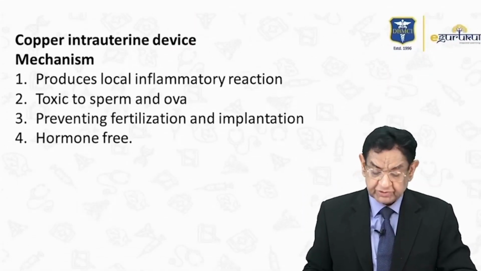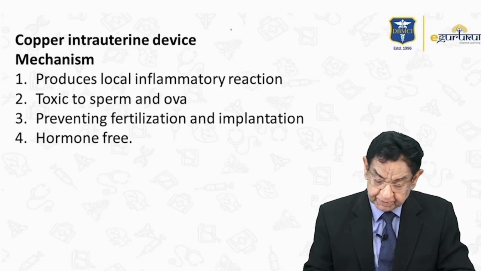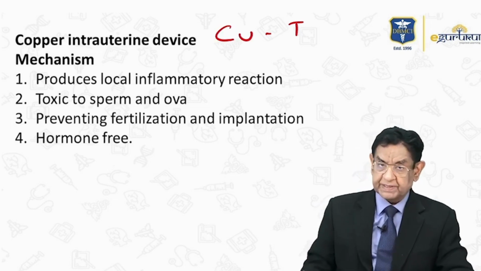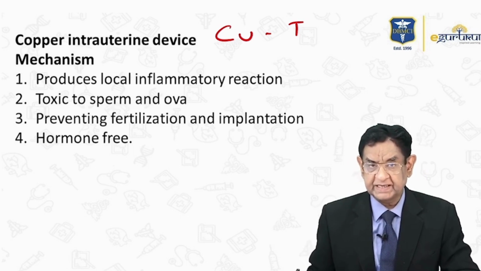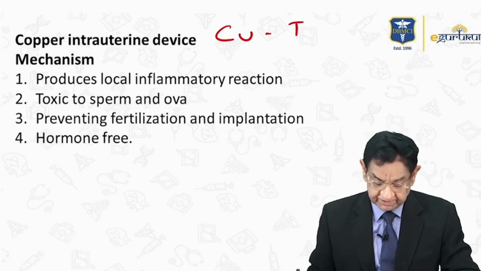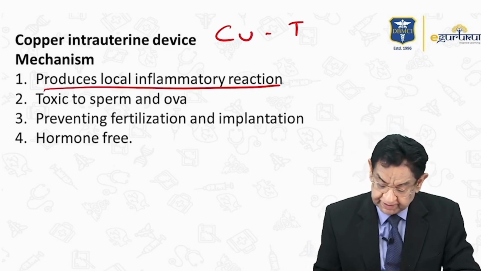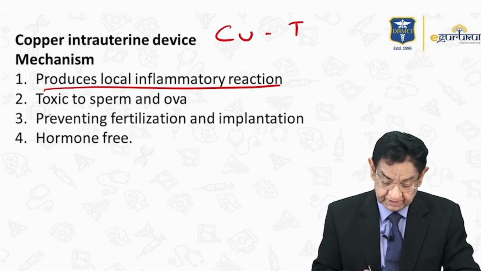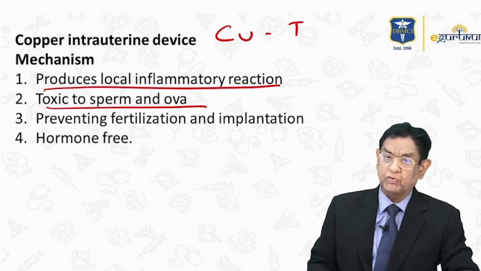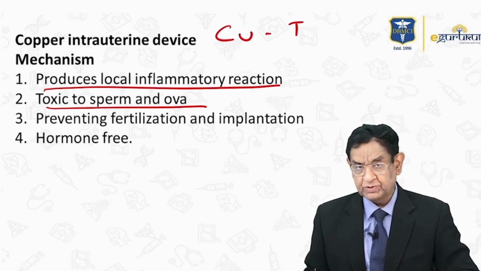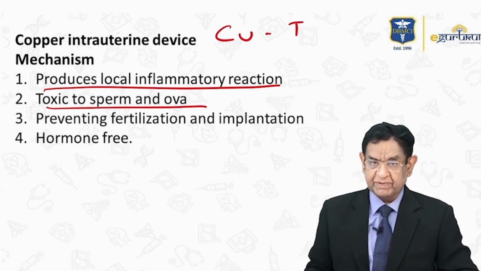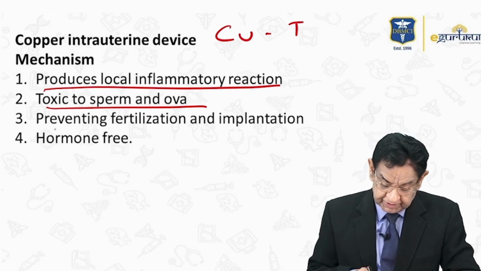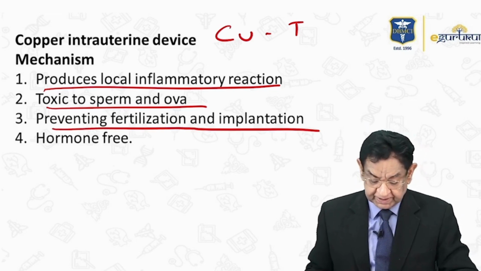Copper intrauterine device, very popularly known as copper T. Copper T is implanted. It's a mechanical device which is implanted in the female genital tract. It produces a local inflammatory reaction. It is toxic to sperm and ova, that means it is definitely going to have a toxic effect on ova and sperm. It will prevent fertilization, so it prevents fertilization as well as implantation.